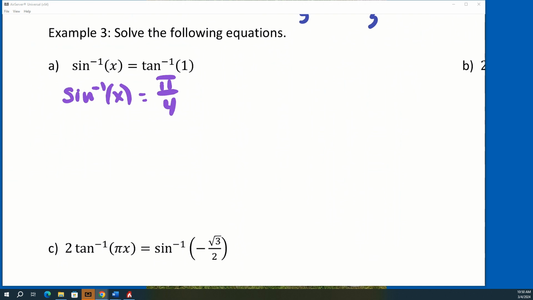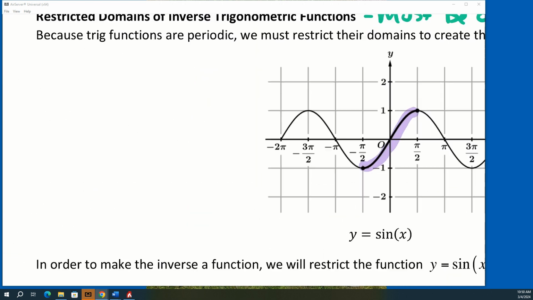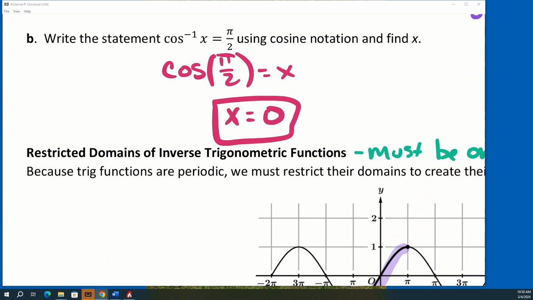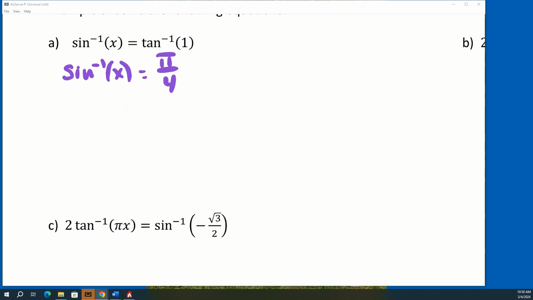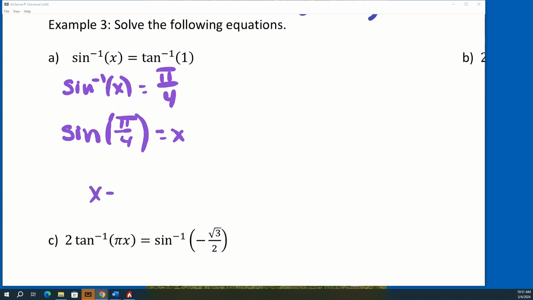All right, now what we're going to do is what we did back here on B. We had an arc cosine equation that we changed to a cosine equation, and that's what we're going to do here. We have an arc sine equation that we're going to change to a sine equation. So this means that the sine of pi over 4 is x. So what we can do is look at our unit circle. What is the sine of pi over 4? Square root of 2 over 2. And that's it.